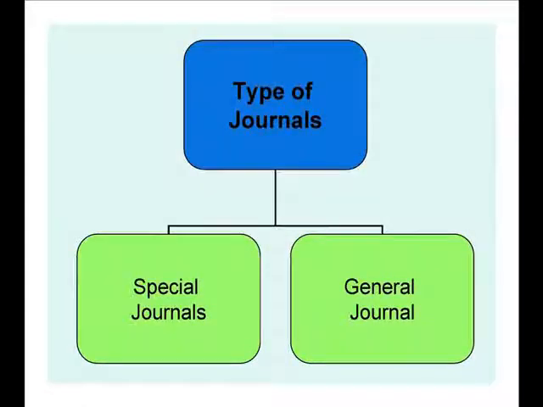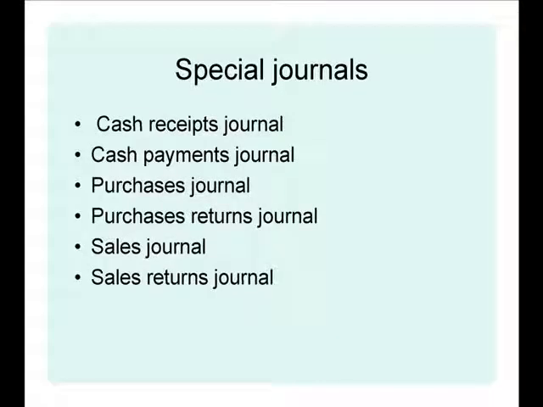There are two types of journals: special journals and general journal. General journal, only one. Special journals, more than one. Special journals are listed here: cash receipts journal, cash payments journal, purchases journal, purchases returns journal, sales journal, sales returns journal. So there are 6 special journals to record specialized transactions.